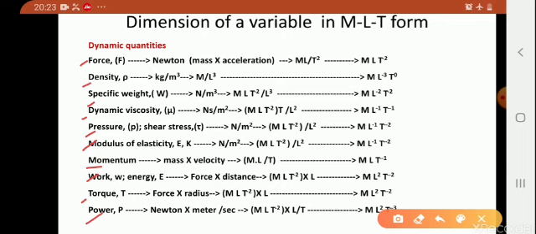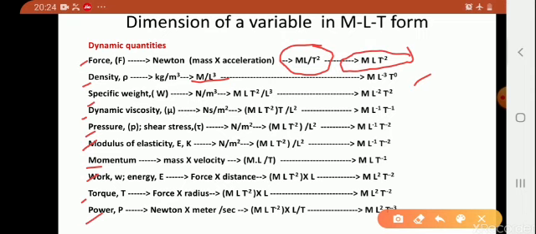Force is represented in newtons, and 1 newton of force is nothing but mass into acceleration, and mass is represented by M. Acceleration means length per time square, and the MLT form takes this shape, that is M L and T square, you bring it to the numerator, T raised to minus 2. The MLT form for force is this one. Next is density, kg per meter cube. Kg means it is a mass, so M, meter cube means length cube, so it takes this fashion. Then you get the MLT form as M L raised to minus 3, T raised to 0.